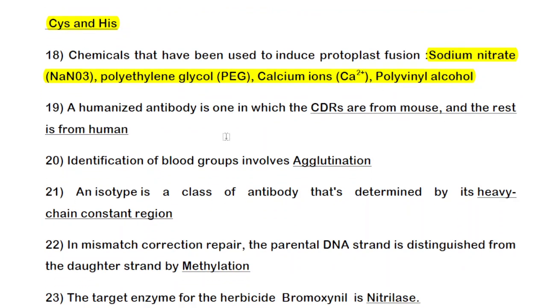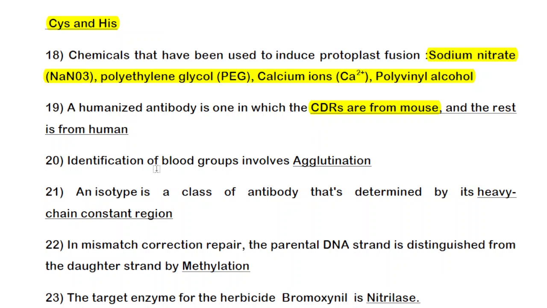Humanized antibody is one in which the CDR will be taken from the mouse and the rest of the antibody will be from human. The other name for CDR is hypervariable region or variable region. The full form of CDR is complementarity determining region. So the variable region will be taken from mouse and the constant region will be from human.